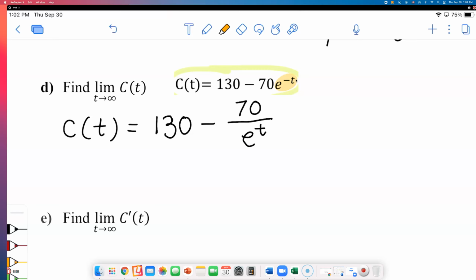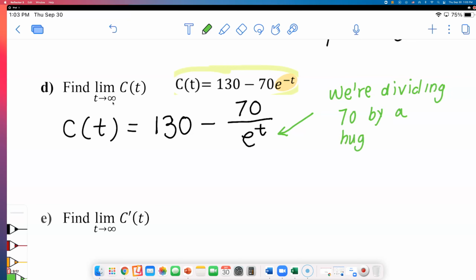Now, if you think about this, if t gets infinitely big, let's see if this makes sense, okay? If t gets infinitely big, we are dividing 70 by a huge number. Does that make sense, right? If t gets really big, t gets infinitely big, we end up dividing $70 or $70 million by a huge number.